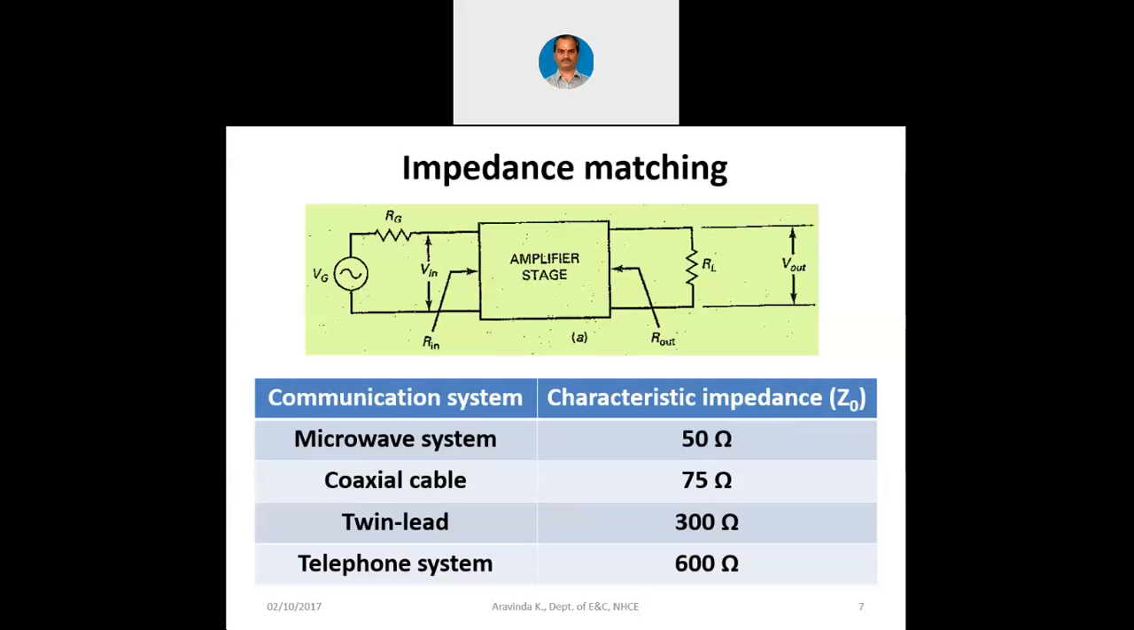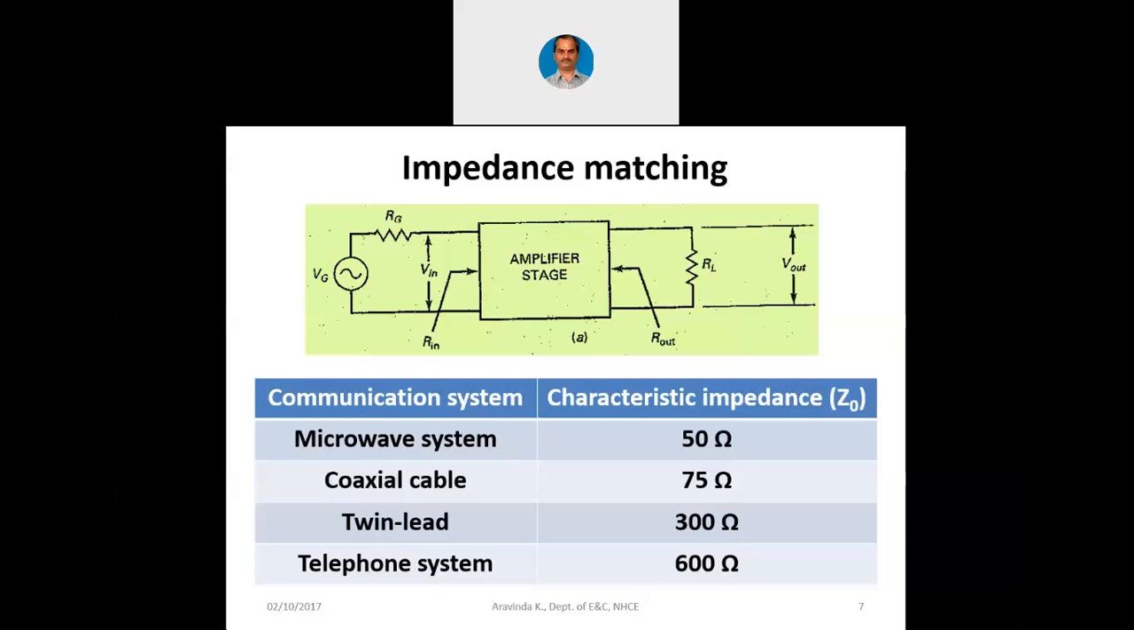Now, let us say this amplifier's output is connected to a coaxial cable. The coaxial cable itself is working like a load. Later on, there may be one more amplifier. Now, this is the load which corresponds to the coaxial cable's impedance. This RL itself is 75 ohms. If you want maximum power transferred, R out of the amplifier must also be 75 ohms.